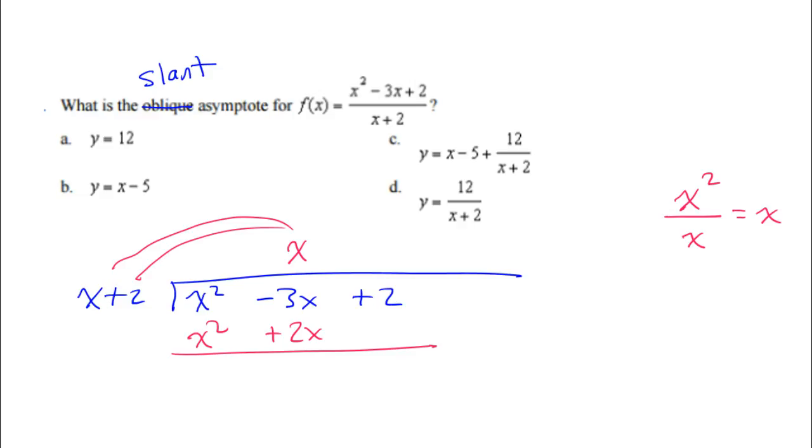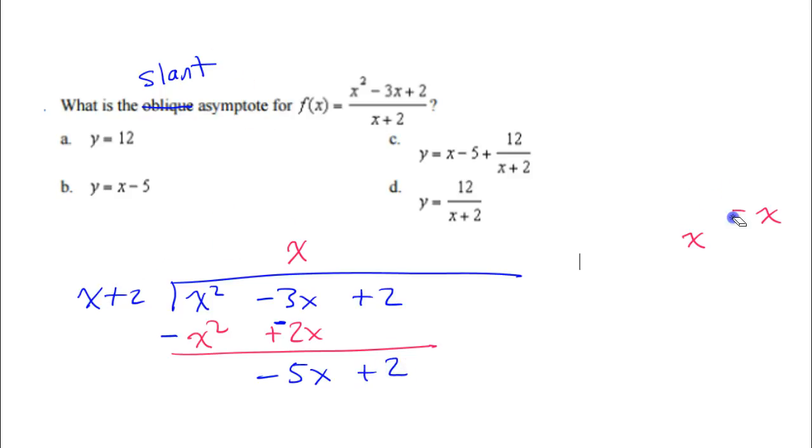But then you subtract by changing the signs. So this will be minus, and this will also be minus. So these cancel out. These make negative 5x, and this just comes down as 2. And then you do that over again.